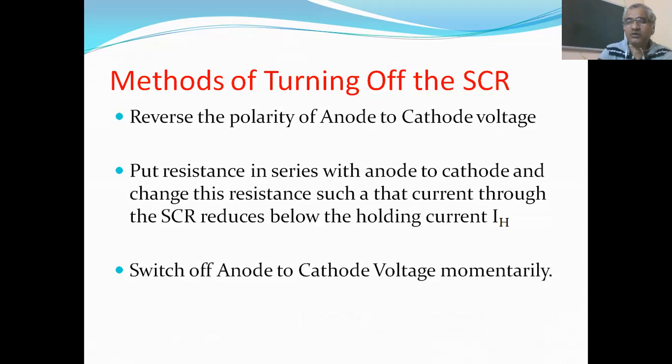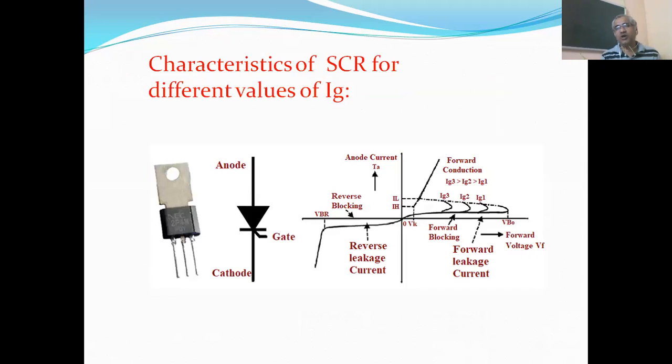So how to, once the SCR is turned on, it loses its control. That means how to make the SCR off, how to turn off the SCR. The question is how to turn off the SCR, because once the SCR is turned on by the gate pulse, the gate loses its control. Whether you make the gate voltage zero or switch it off, we still cannot turn off the SCR.